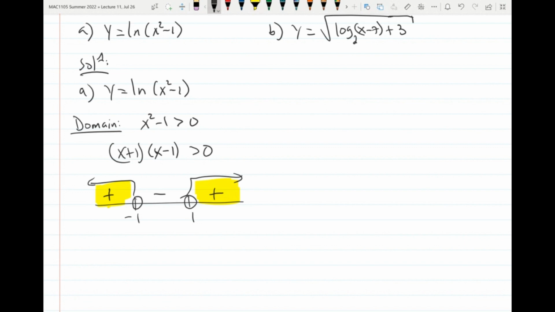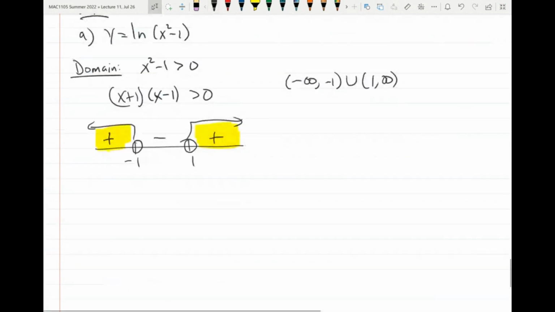So what is the domain? The domain is negative infinity to -1, union 1 to infinity. Is that clear? Okay. So now let's do the next one.